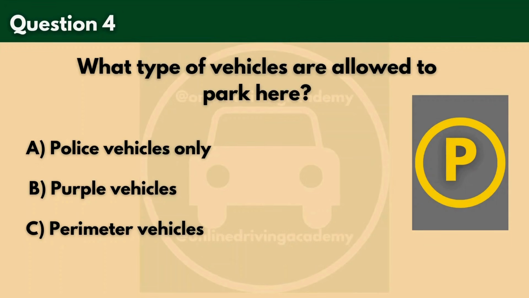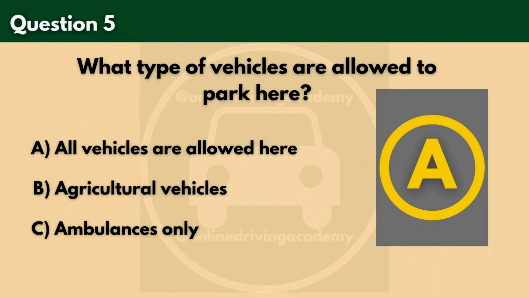Question 4, what type of vehicles are allowed to park here? Now we can see there's a yellow circle outline, and there's a capital letter P. So we know P stands for a specific type of vehicle. So let's look at the options. Is it option A, police vehicles only? Is it B, purple vehicles? Or is it C, parameter vehicles? Now, P will only stand for police vehicles. Therefore, the correct answer will be option A.